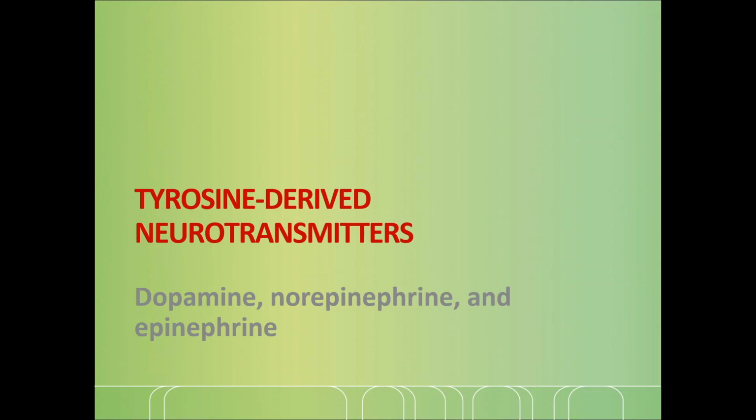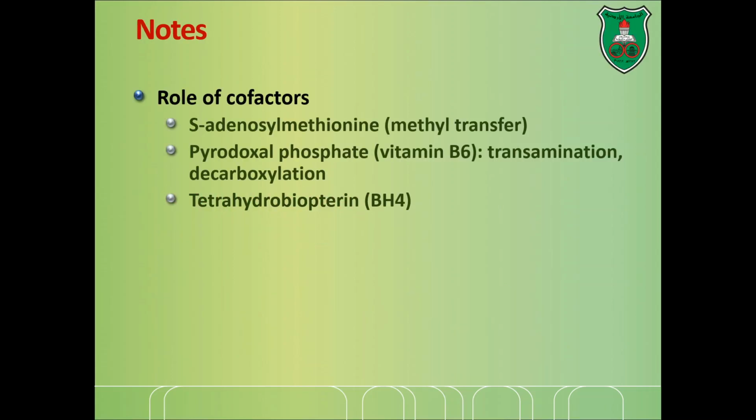So let's talk about some examples of small molecule neurotransmitters now. We'll start with the tyrosine-derived neurotransmitters, the catecholamines, that include dopamine, norepinephrine, and epinephrine. Now I want you to pay attention to the cofactors that are needed for the synthesis of the small molecule neurotransmitters. Specifically, S-adenosylmethionine, which is important for methyl transfer, pyridoxal phosphate, which is important for transamination and decarboxylation reactions. Pyridoxal phosphate is derived from vitamin B6, and tetrahydrobiopterin.